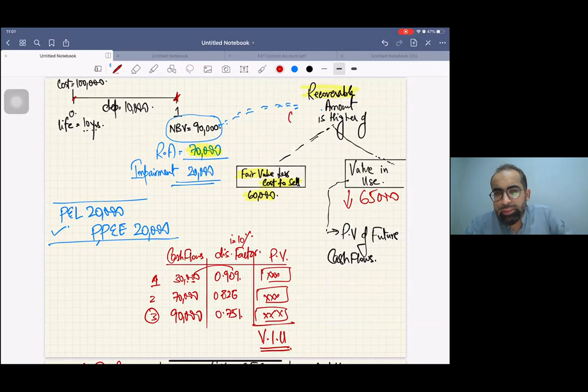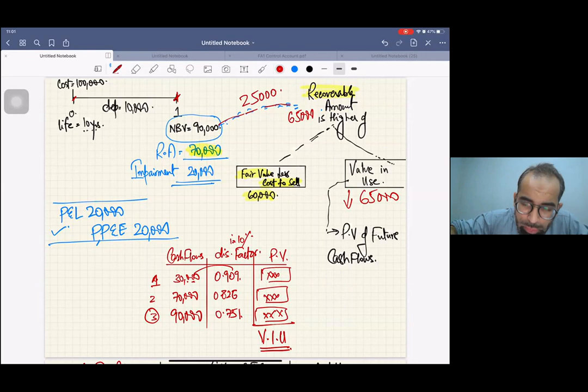I just changed the value in use from 70,000 to 65,000. So when the value in use goes down, your recoverable amount also goes down. And now look here. When your recoverable amount goes down, your impairment will be 25,000, not 20,000. So from this example you can conclude, look at me, whenever your VIU goes down, your recoverable amount may also go down. And when your recoverable amount goes down, your impairment goes up.